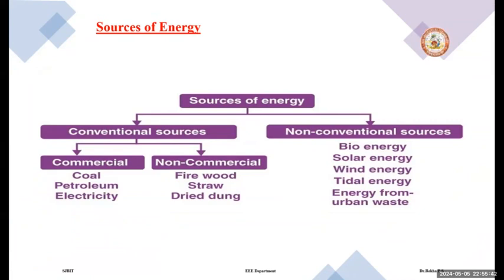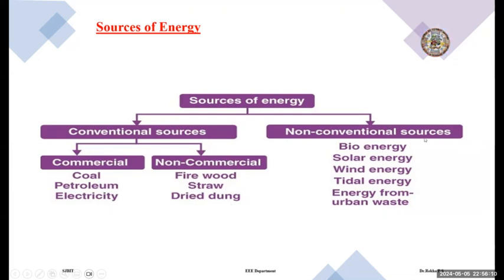We have different sources of energy. It's divided into two types. One is conventional sources, the other one is non-conventional sources. Again, under conventional sources, we have two types. One is commercial, the other one is non-commercial. Under commercial, we speak about coal, petroleum, electricity, and so on. And under non-commercial, we speak about firewood, straw, dry dung.